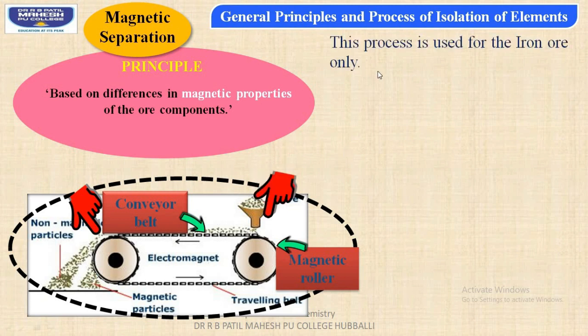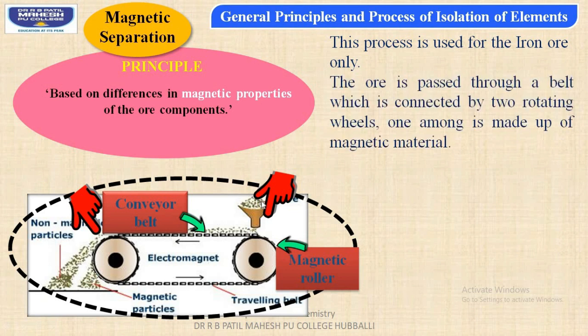So let us discuss here in detail. This process is used for the concentration of the iron ore, that is hematite ore. Why? Because iron exhibits magnetic behavior. Let us consider magnetic separation in detail, students. The finely powdered hematite ore, for example, is passed through a belt which is called a conveyor belt, which is connected by two rotating wheels on either side. One among them is made up of magnetic material.